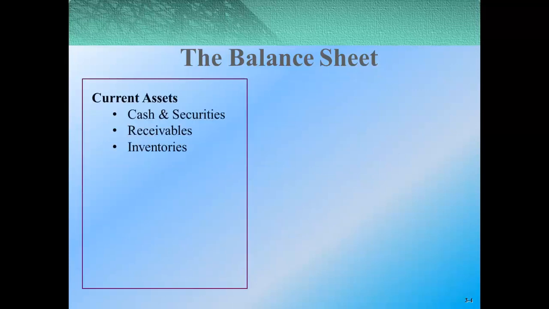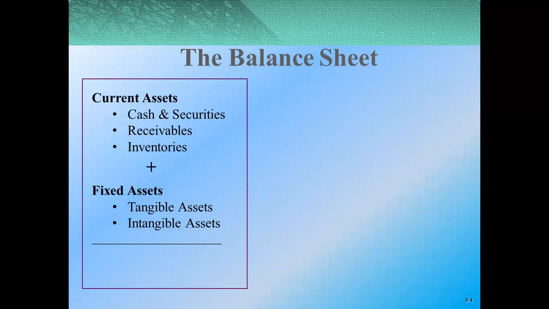Now, the balance sheet has assets. Current assets are assets which are more liquid. Essentially, that means that they can be converted into cash faster, such as cash and securities, receivables, and inventories. Fixed assets are harder to convert into cash. They take time. They could be tangible assets such as plant and machines, and intangible assets such as a patent or a trademark or a logo.